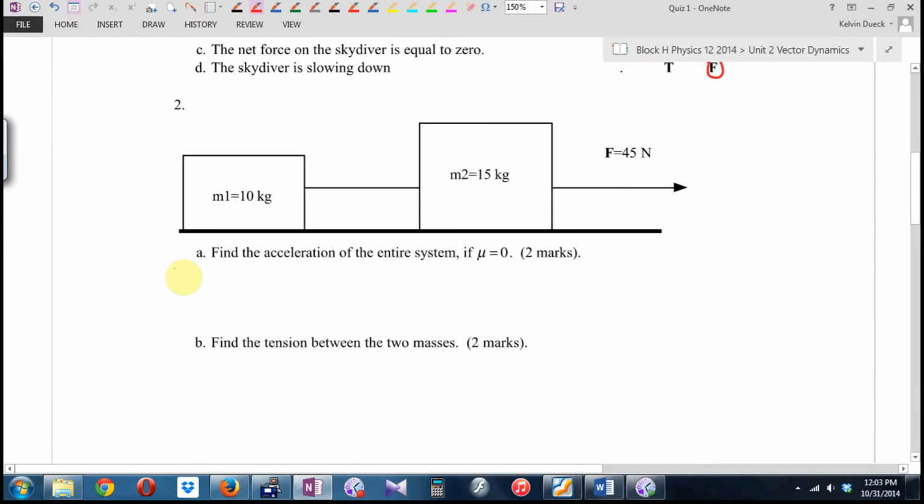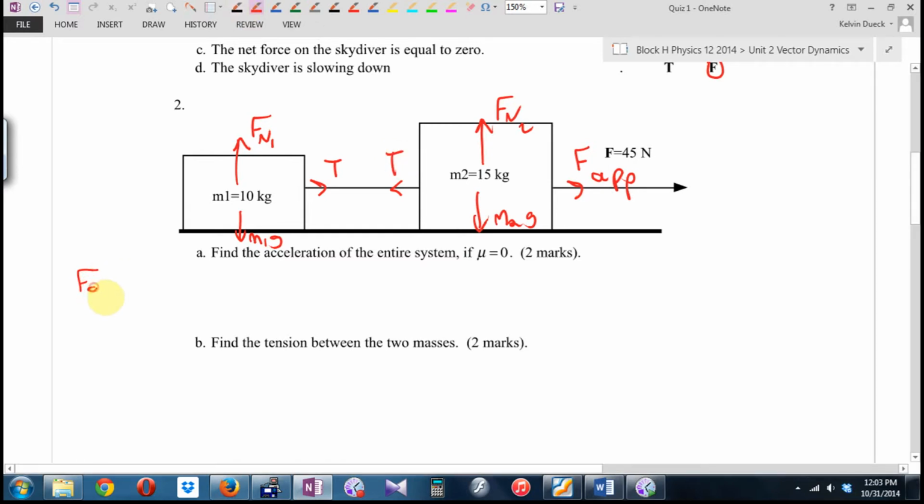Find the acceleration of the entire system if mu equals 0. You know what? I'll bet you at number 2 there's going to be no friction. I'll bet you number 3 is going to be the same question, but with friction. So I said, okay, I got m1g, normal force number 1, tension, no friction. m2g, normal force number 2, applied force, tension. Said, okay, what's my equation going to be?